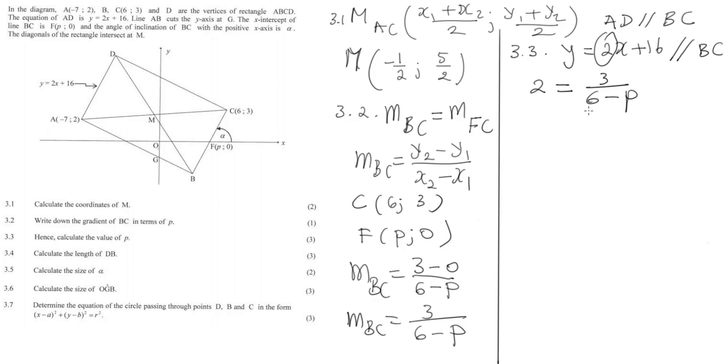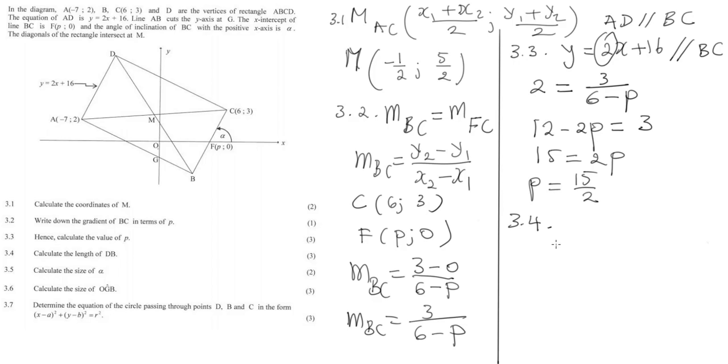Let's cross multiply here. What will be the answer? It would be 12 minus 2p equal to 3. When you transpose, we have 15 equal to 2p. So p will be equal to 15 over 2. Okay, so we have the value of p.